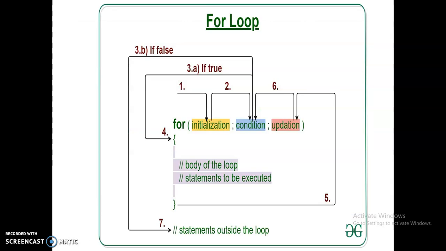So this is also a detailed representation of the working of the for loop. Again, the same explanation. The first is the initialization, and then the condition and the updation or the increment. This is the body of the loop, the statements to be executed placed between the curly braces. The first step is the initialization. The second step is the condition checking. If the condition is true, the third step will happen.